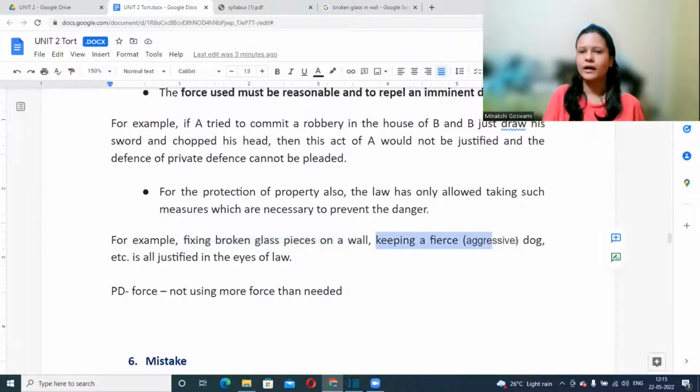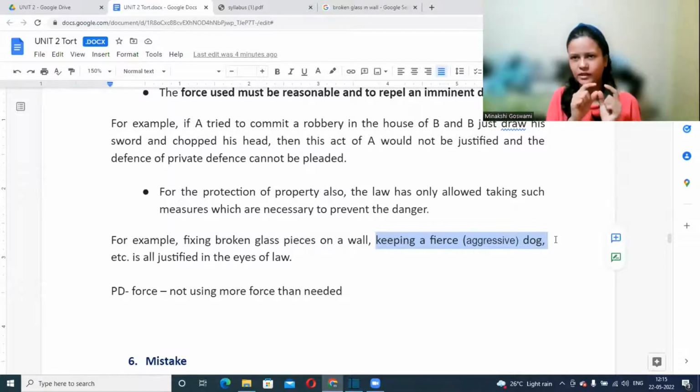Then someone might keep a fierce dog, right? Very dangerous dogs they would keep, and they would even put a photo on the main gate that, like, I am on duty or something like that. Be aware of dogs, something like that. So it's not just that I am on duty. They would put a picture also that, see, this is the dog that we are keeping, and you had better not enter. That means these are certain things which are justified in the eyes of law.